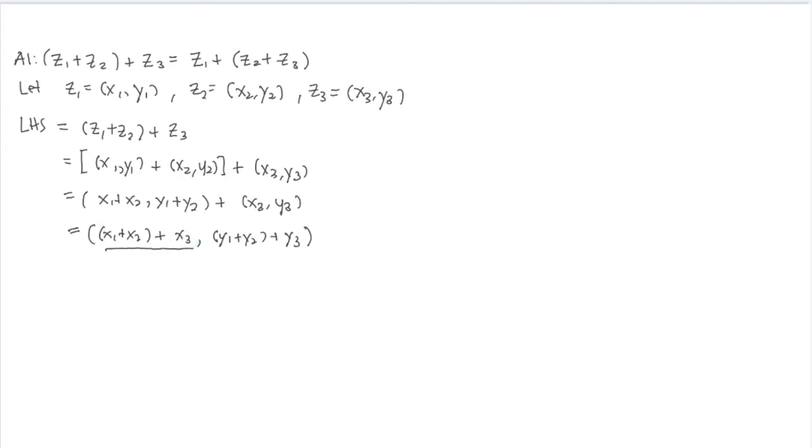But since now these are all real numbers, and real number addition is associative, we can regroup from the quantity x1 plus x2 to x2 plus x3. For the imaginary part, we have the quantity y1 plus y2, plus y3. Again, since these are just real numbers and addition of real numbers is associative, we can regroup this from y1 plus y2 to the quantity y2 plus y3.